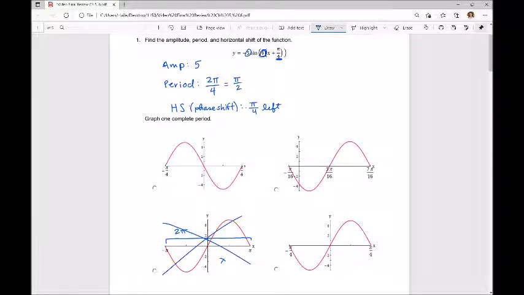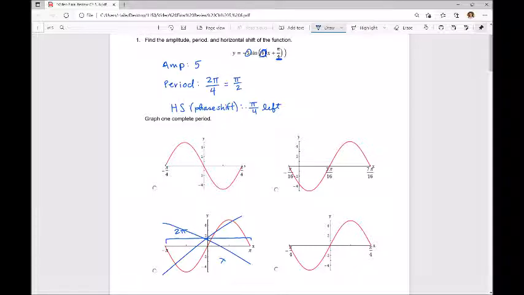Now the other ones, even this one up here, is actually a period of pi over 2, so we need to keep that in mind for now. So let's see why we can eliminate some more. They all have an amplitude of 5, so I guess this is going to come down to the phase shift.